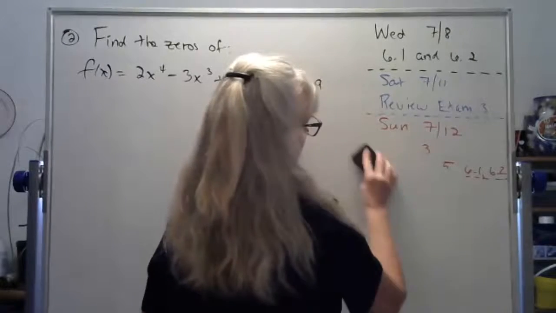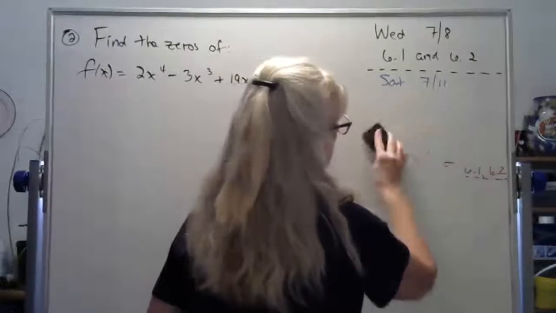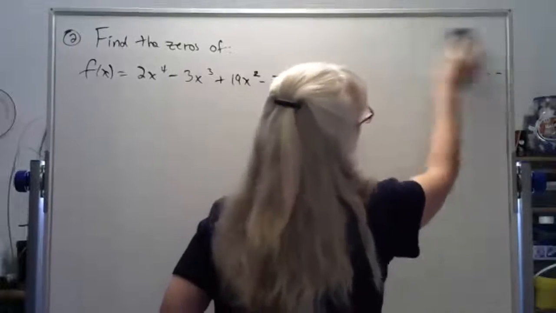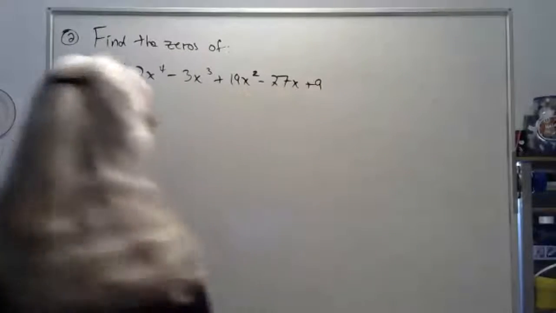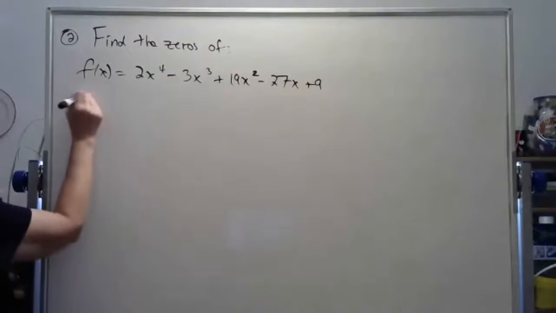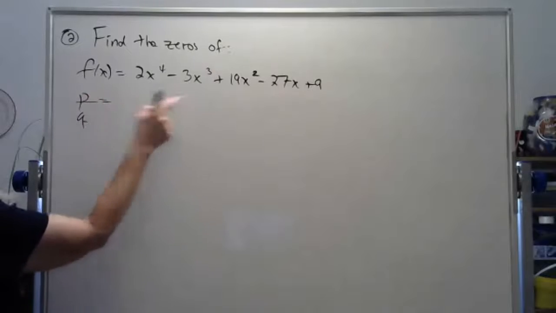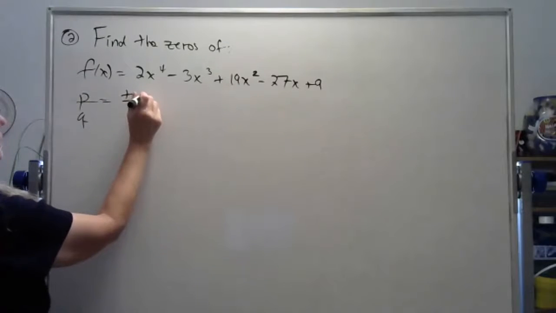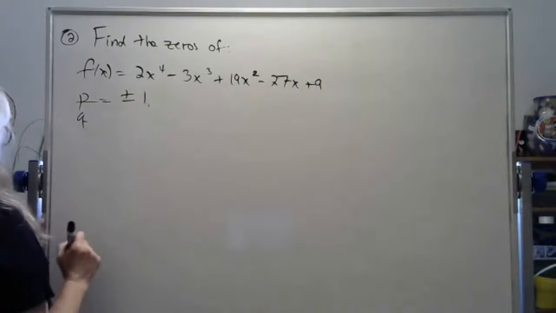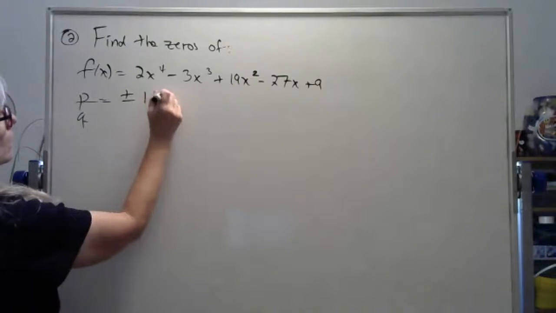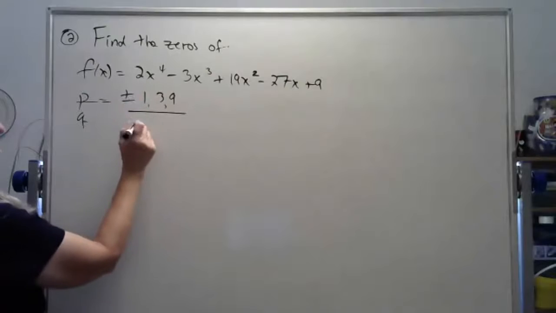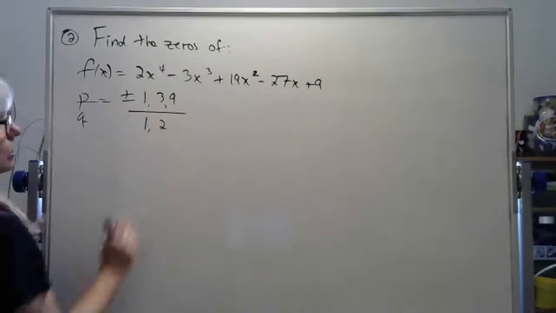All of P over all of Q. Yep, let's take a look at what P over Q is. That's going to give me an idea of what kind of numbers to try in my synthetic division. P is always the last one. So what are factors of 9? 1, 3, and 9. Good. And then Q is always the first coefficient, and factors of Q are just 1 and 2.